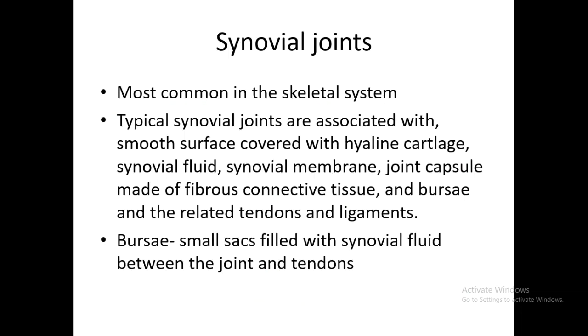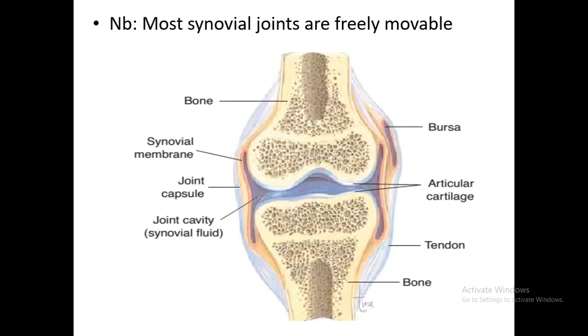Look at now the synovial joints, the major ones. This is the most common in the skeletal system, and a typical synovial joint is composed of smooth surfaces covered with hyaline cartilage, synovial fluid, synovial membrane, a joint capsule made of fibrous connective tissue, and bursae and the related tendons and ligaments that attach the muscles to the bones. So we have the bursae, small sacs filled with synovial fluid between the joints and tendons.